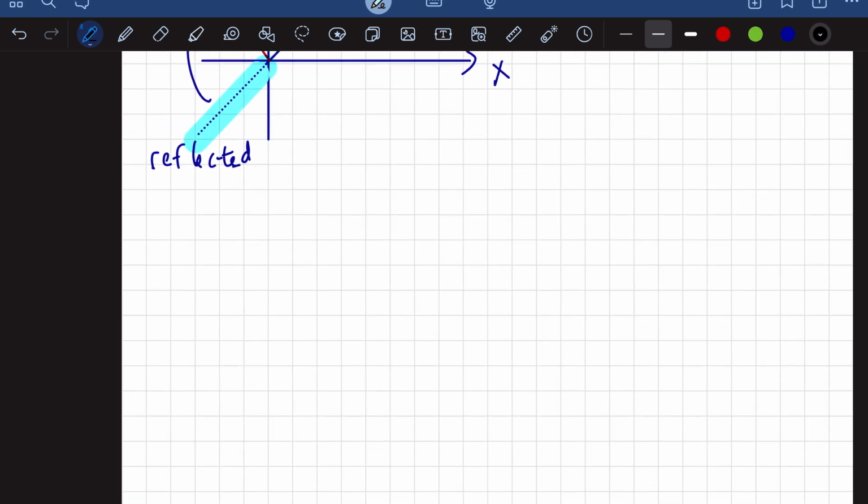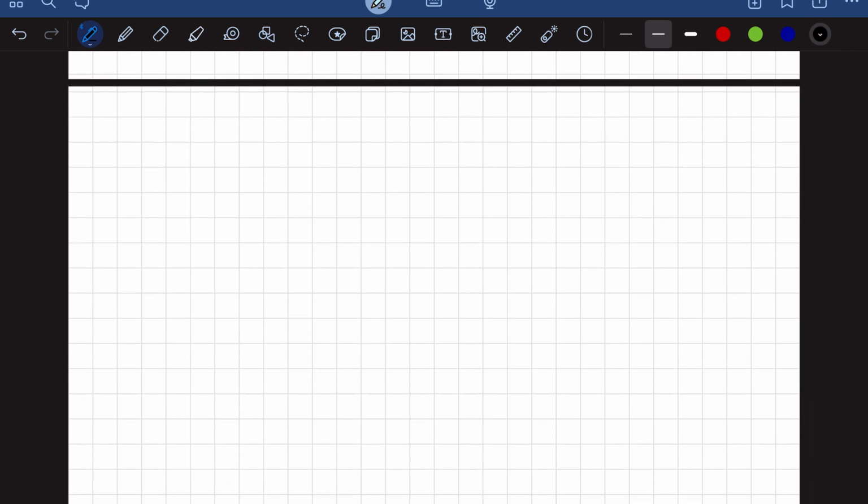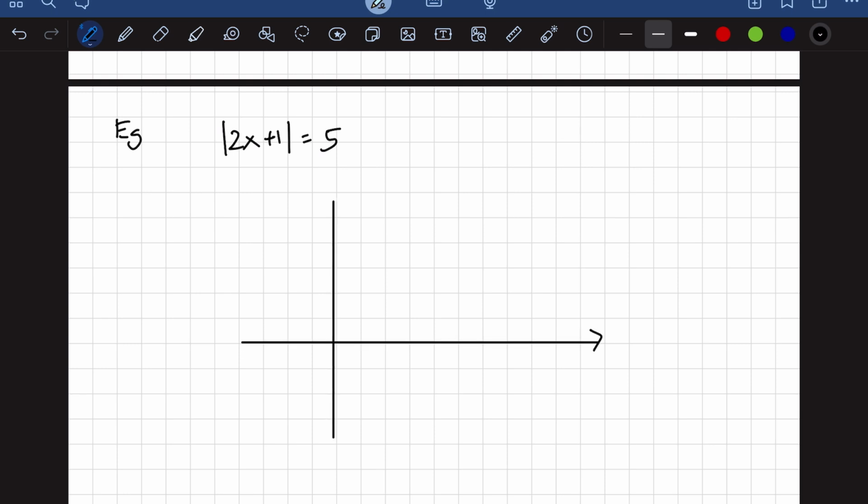Now, what if we want to solve questions involving the modulus function, and how do we solve it by a sketch? Let me give you an example. Let's look at the example of modulus of 2x plus 1 equals 5. How do we know the solution? First and foremost, we will sketch 2x plus 1 as the original graph. You will see that 2x plus 1 has a y-intercept of 1, and it has an x-intercept of, let me just work out quickly, negative half. Okay, so your original graph will look something like that.